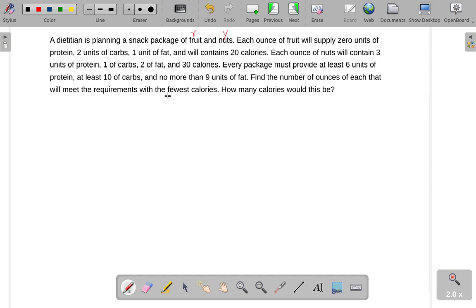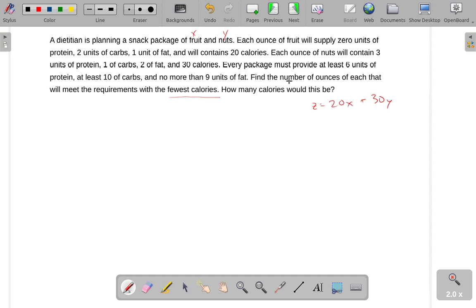Now, looking ahead, the fewest calories is telling us what our objective function is. I could actually write this down at any given time. So the fewest calories, well, Z is equal to, I get 20 calories per ounce of fruit, so 20 times X. And I get 30 calories per ounce of nuts, so this will be 30Y. That's my objective function. I'll come back and use that when I have my feasible region all figured out.